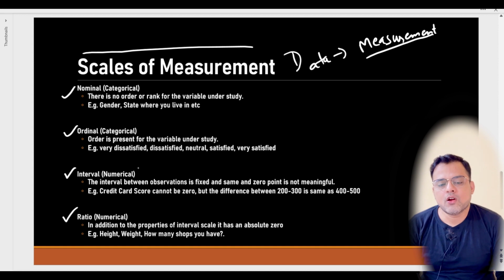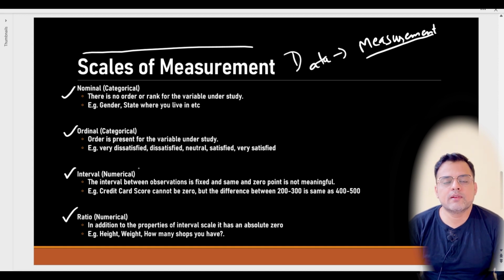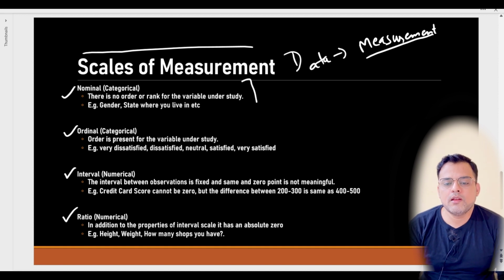So nominal and ordinal, in our previous slide we have seen that we have categorical and numerical. Similarly, in terms of scale of measurement, when your data type is categorical, we normally go for nominal data or ordinal data. And when your data type is numerical, we go for interval data or ratio data. So when we are talking about nominal data, you cannot compare the categories. For example, there is no order or rank for the variable under study.